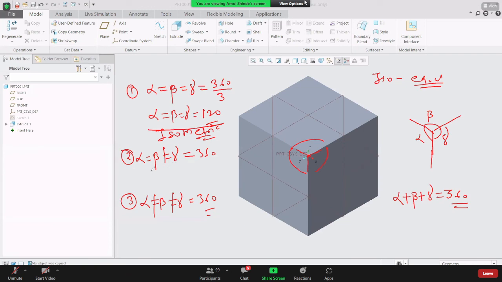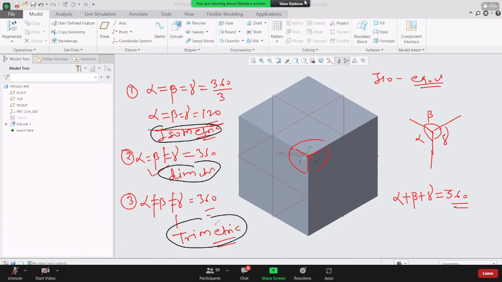But in condition number 2, if any two angles are equal, this is called dimetric. And third, if none of the angles is equal, this is called trimetric. So we have three conditions: isometric, dimetric, and trimetric. All three are 3D. But from our syllabus point of view, isometric is important.